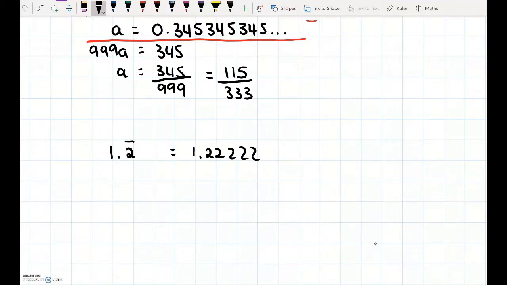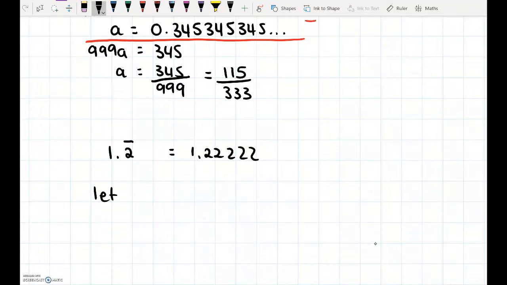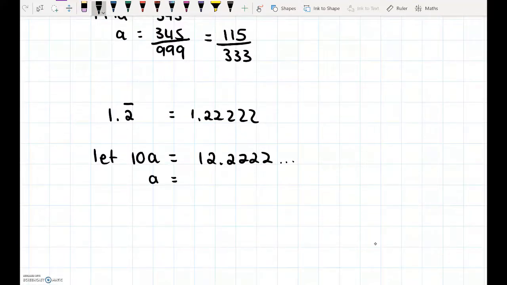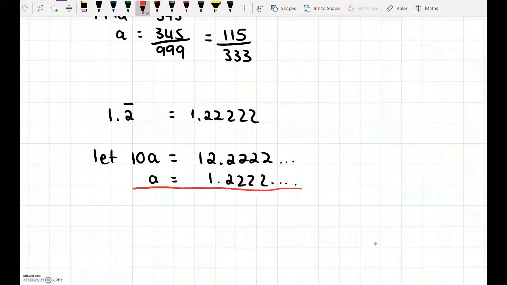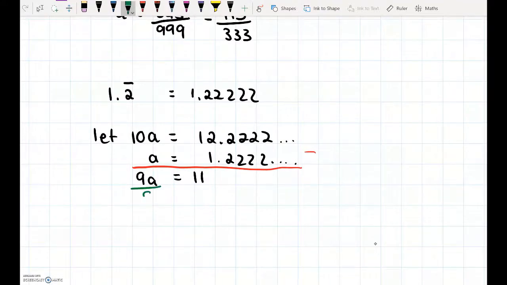So this means 1.22222. With this one we're going to say again, we only need one of the 2's to be in front of the decimal point, so we're going to say let 10a equal 12.2222, and so on. a was equal to 1.2222 and ongoing. And when we minus them, we get 10a minus a, which is 9a, is equal to 12 minus 1 is 11. So we can divide both sides by 9. 9a divided by 9 is a, equals 11 over 9, so we have 1 and 2 9ths. And that's it. This is how we turn recurring decimals into fractions.